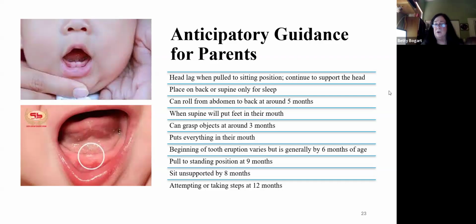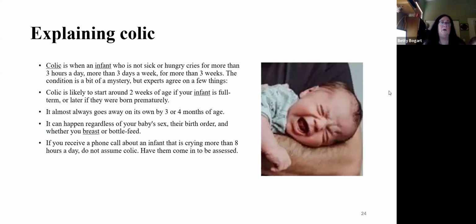Remember, babies should go to sleep on their backs. They can roll from their abdomen to their back and back to their abdomen completely by 6 months old. They put their feet in their mouth when they're on their back. They love it. They can grasp objects about 3 months. They can put them hand to hand about 7 months. They can start teeth at 6 months. It doesn't mean they all get it. Some do, some don't. And they can stand up about 9 months old. Sitting unsupported is 8 months. It's one that's always asked somewhere on every exam. And we know they're attempting or walking by 12 months.